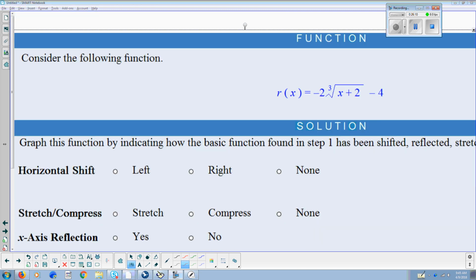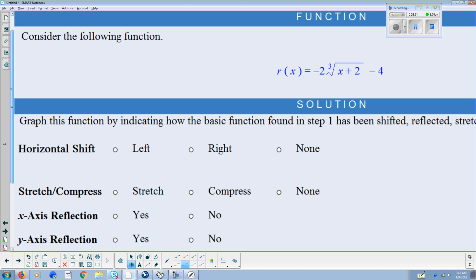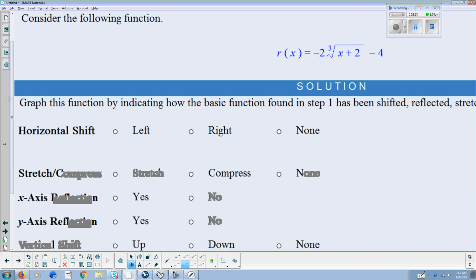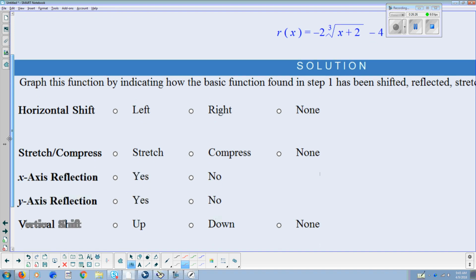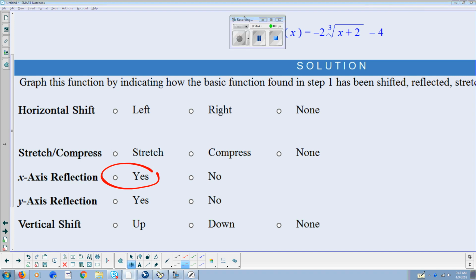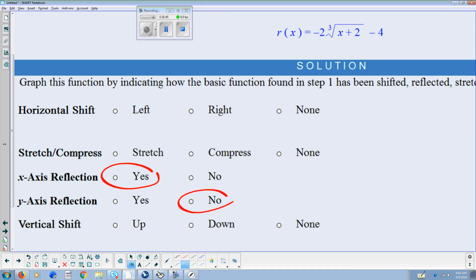Okay, this question is asking how this particular function has been shifted from its parent graph. So, how has this been shifted, reflected, stretched, compressed from its parent graph? So, what do we know about a negative in the front? What does the negative in the front do to change the graph? Which kind of reflection? X-axis or Y-axis? X-axis reflection. So, it's going to have an X-axis reflection. What does it have to have in order to get a Y-axis reflection? A negative on the X, and it doesn't have that, so we have no Y-axis reflection.